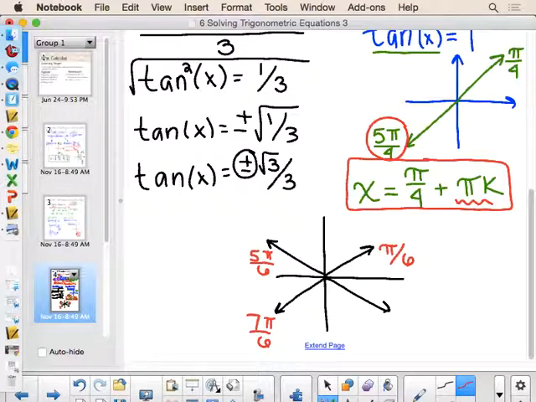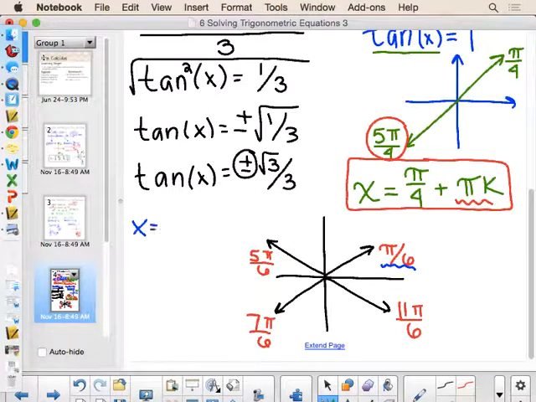And then in the fourth quadrant, we're going to have, I can do math, I promise, 11 pi over 6. All right, so these would be our fundamental solutions, but we need to create general equations. So let's first use pi over 6.